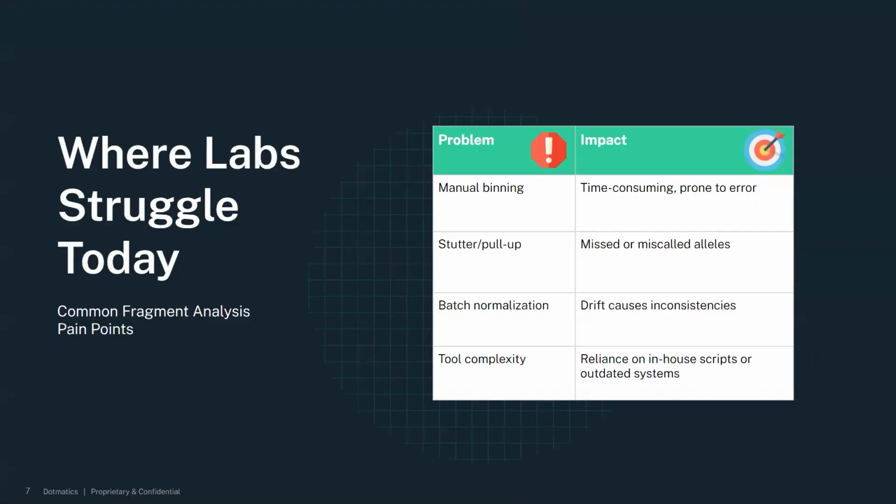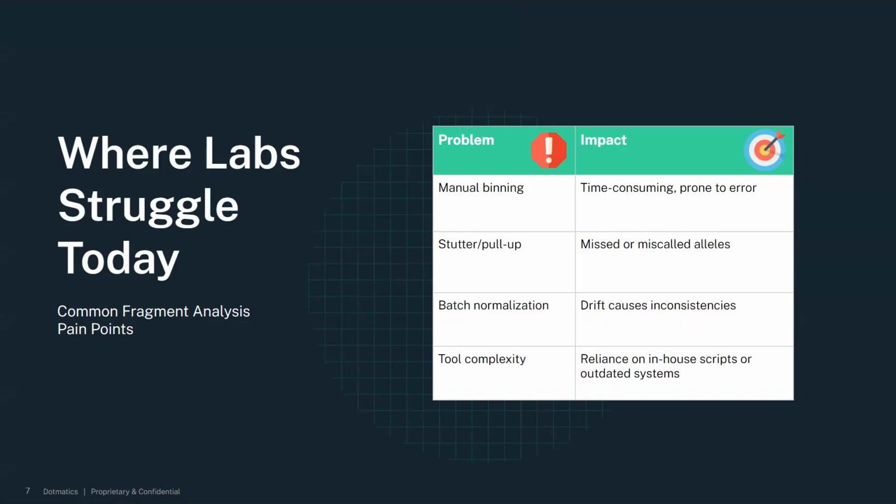And now that we've reviewed the importance of DNA fragment analysis in today's laboratories and some of the key applications, let's talk about the elephant in the room: the pain points where labs struggle to obtain the most accurate and consistent data analysis from each sample. And so we have the problems listed on the left and their impact on the right.